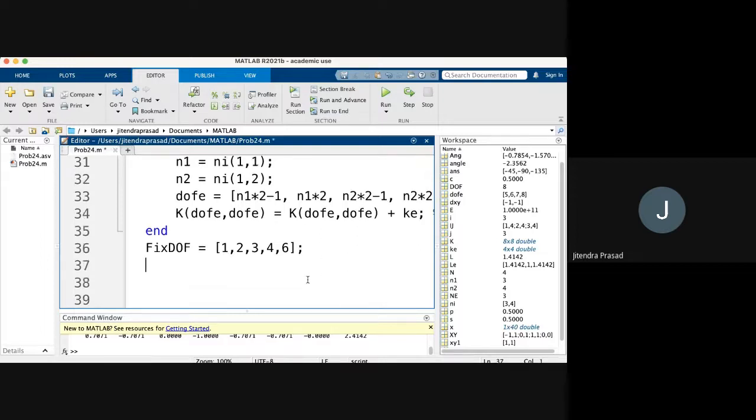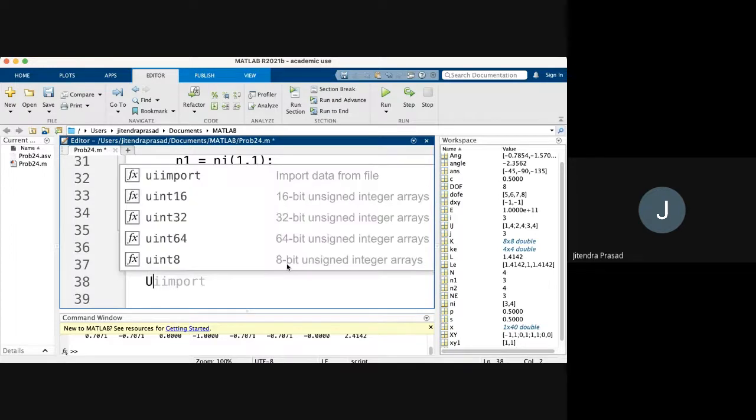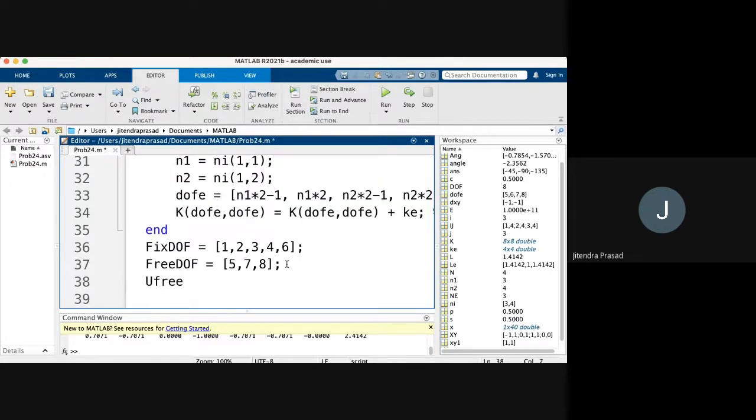And which degrees of freedom are free? So the free degrees of freedom are, we know that we have 5, 7, and 8. So these 5, 7, 8 are the free degrees of freedom that we know. And we can solve the problem like this. So you can find out the u free, the free degrees of freedom that we have to find out.